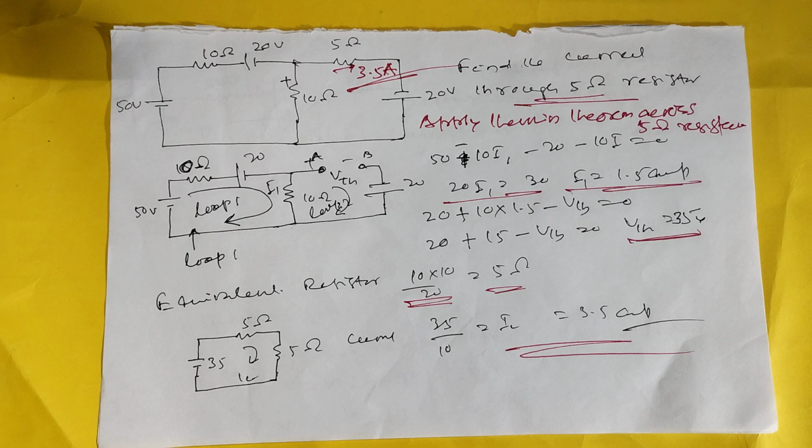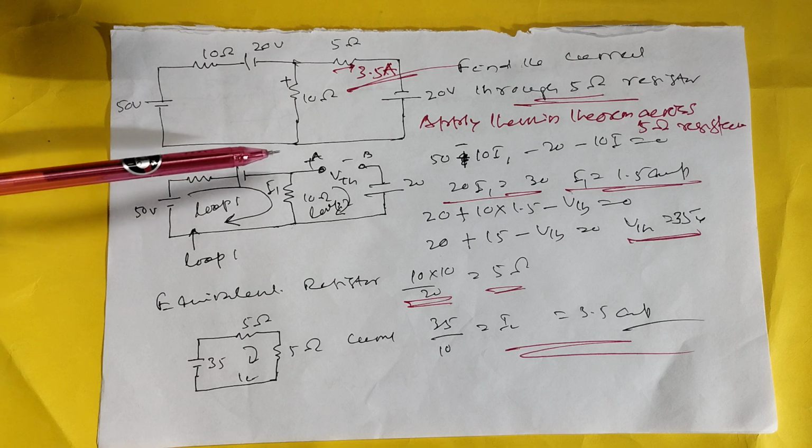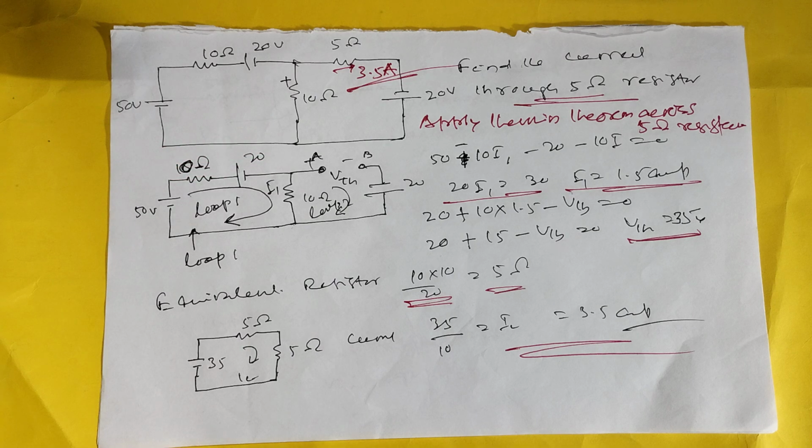Here is one problem based on Thevenin's theorem. You have to calculate the current flowing in the 5 ohm resistor. First, we make the two loops. Thevenin means you have to make it open circuit. So we have to calculate the Thevenin voltage. According to loop 1 and loop 2, the Thevenin voltage comes around 35 volt.